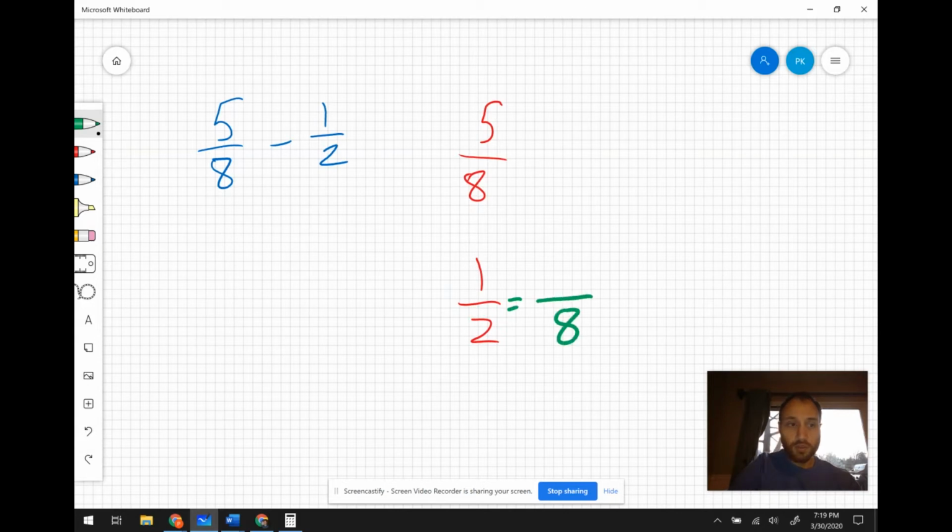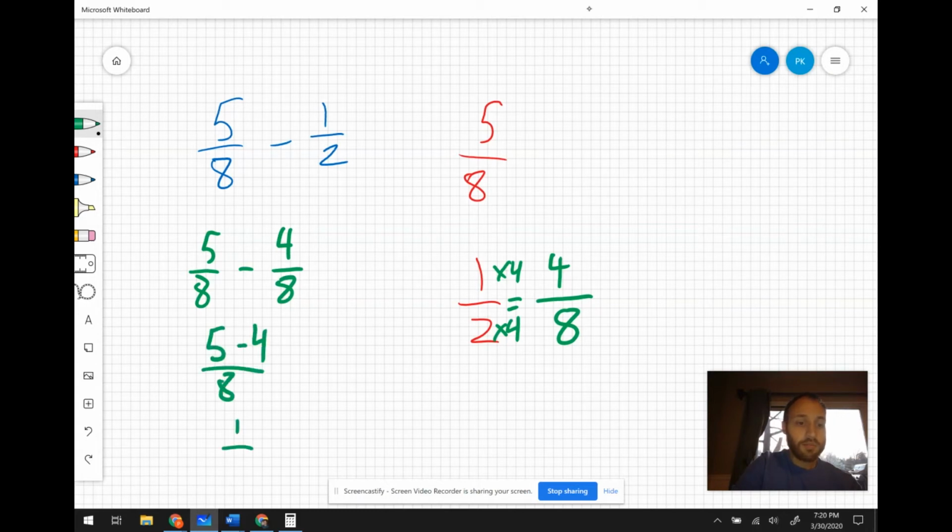So what do I do to make 1/2 something over 8? 2 times 4 gets me 8, and I need to do the same thing to the top as I did to the bottom. So 1/2 equals 4/8. Those are equivalent fractions. So now I can rewrite it as 5/8 minus 4/8, which becomes 5 minus 4 over 8, which becomes 1/8.